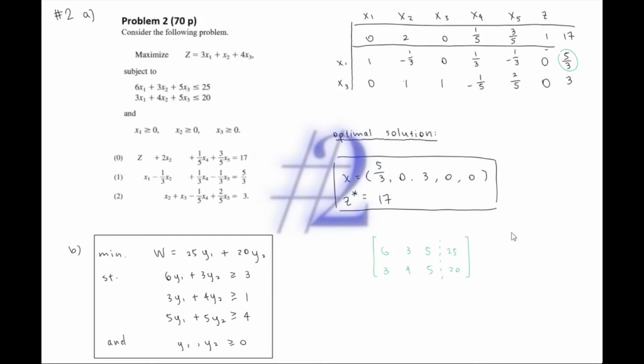So we're going to talk about problem number 2. For 2a, we want to identify the optimal solution from the set of equations. And this is our original problem, and this is the set of equations they're referring to. Now, this is the final set of equations, which corresponds to the final tableau if we were to use the simplex method to solve this linear programming problem.